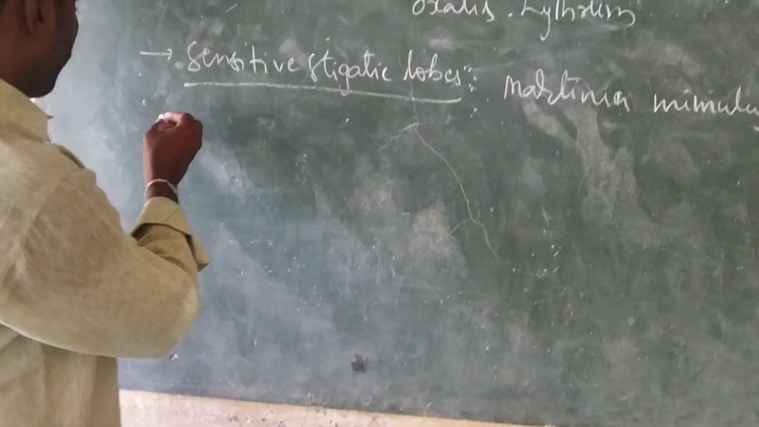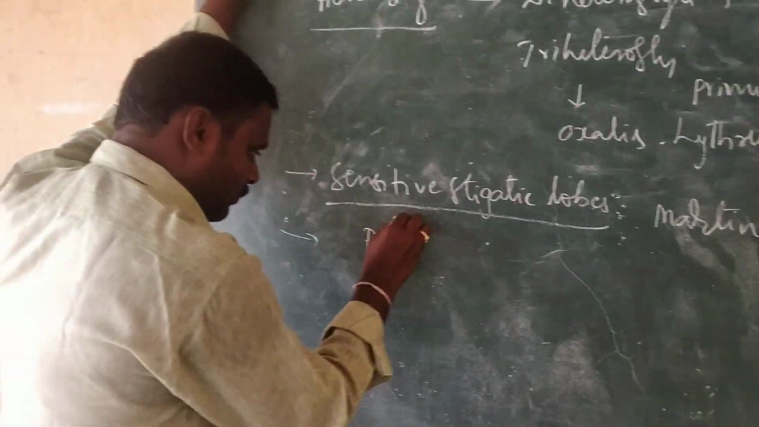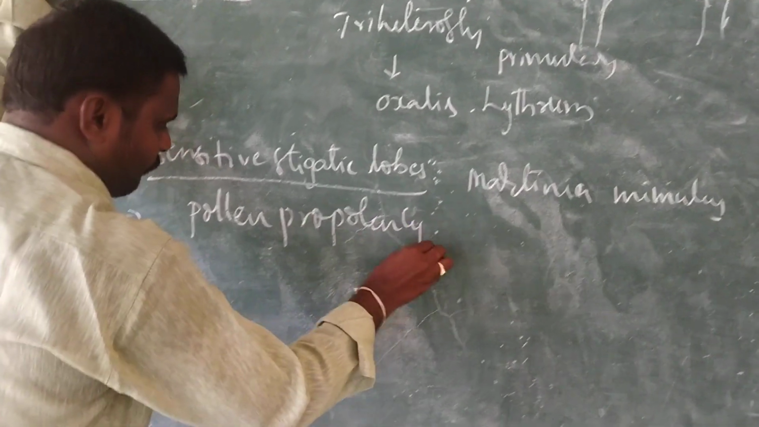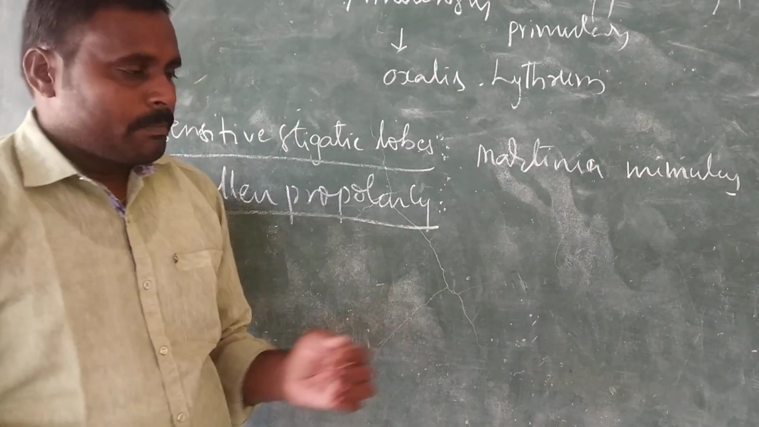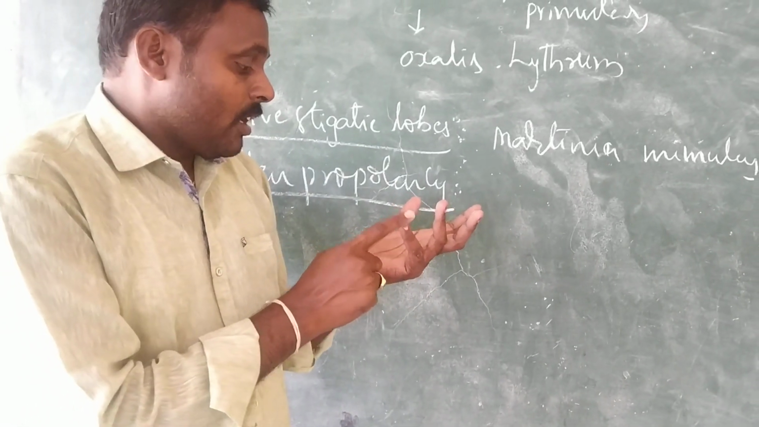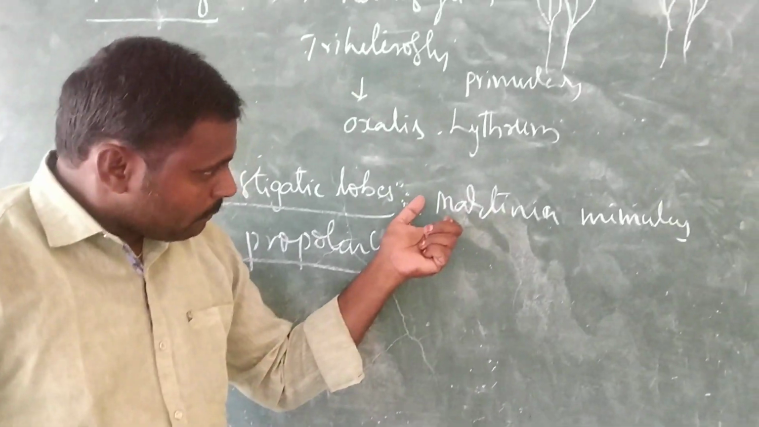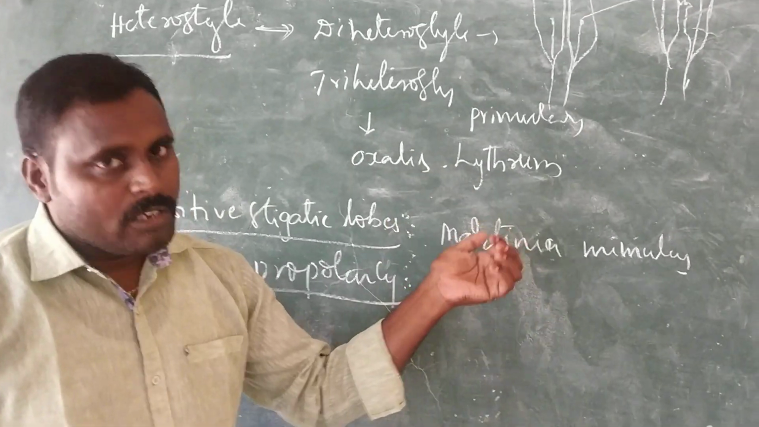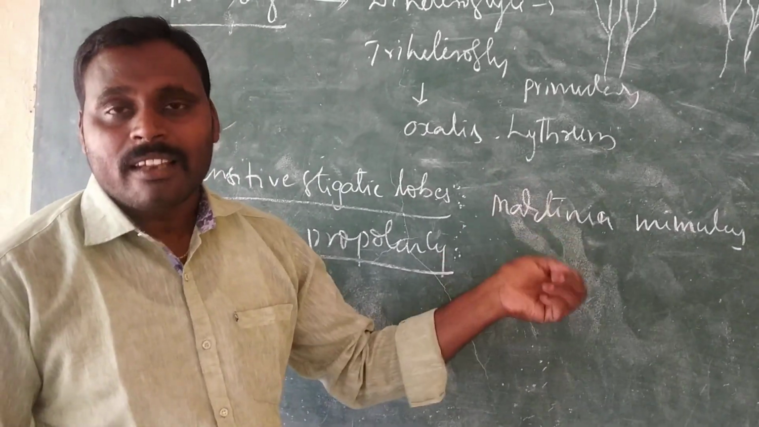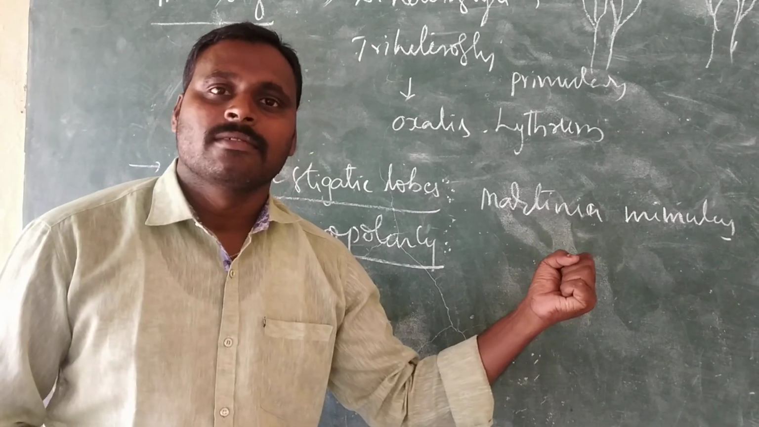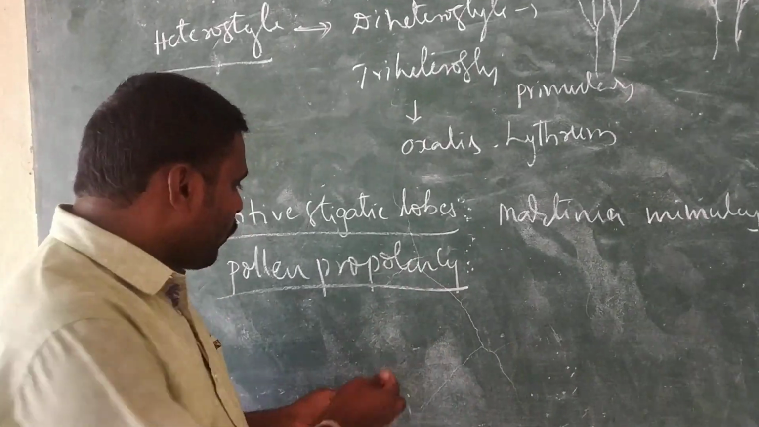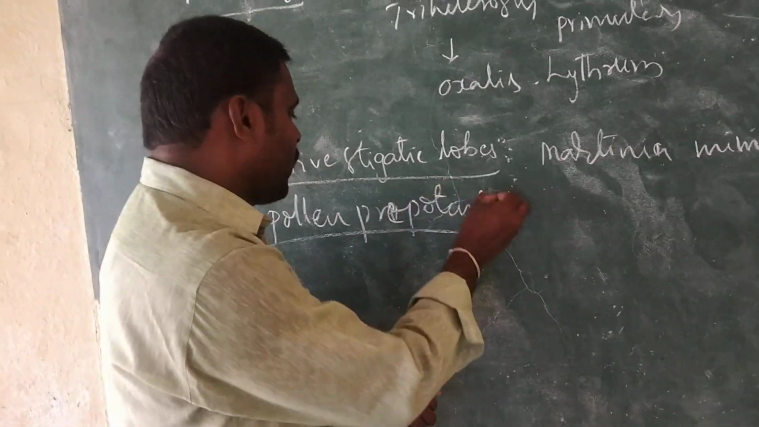Now the next one is pollen prepotency. In some members of the plants, both pollen grains of the same flower and foreign pollen grains may reach the stigma, but the foreign pollen grains will germinate vigorously and produce the pollen tube faster than the pollen grains of the same flower. This is called pollen prepotency.